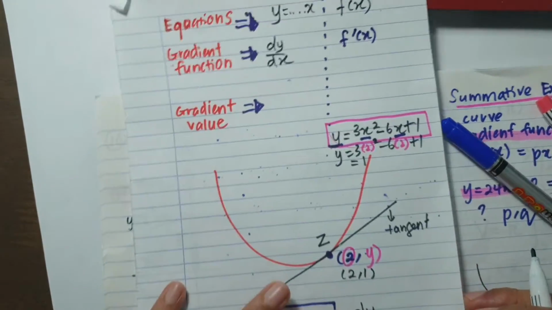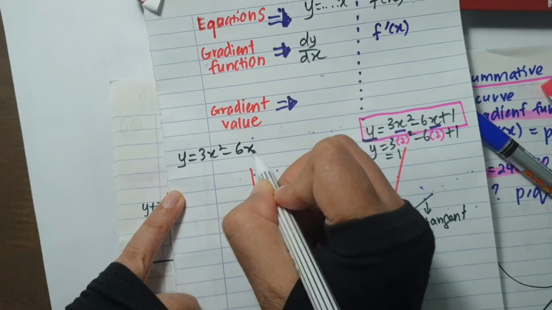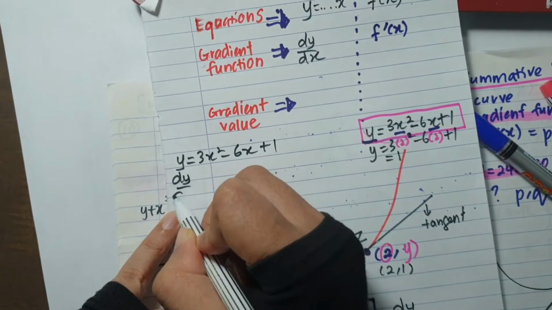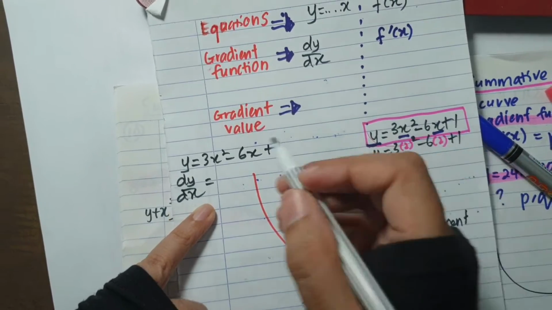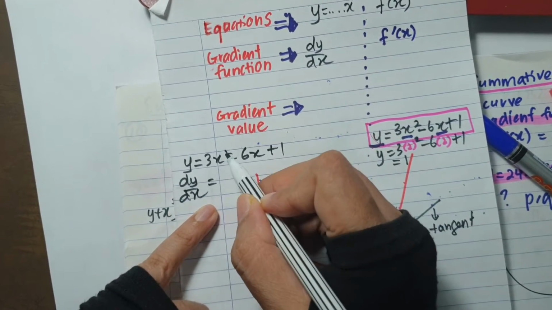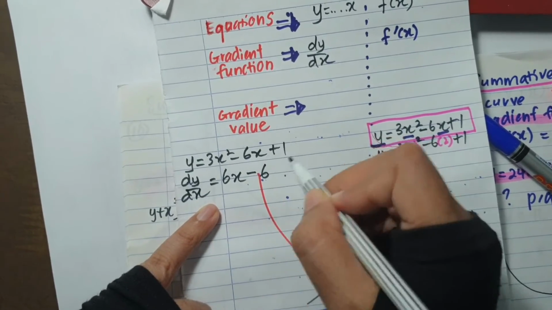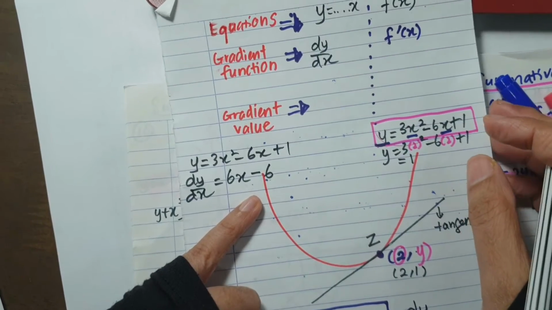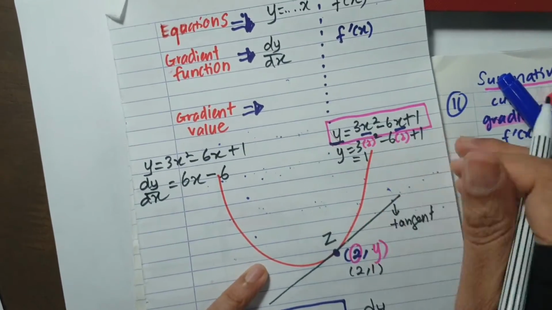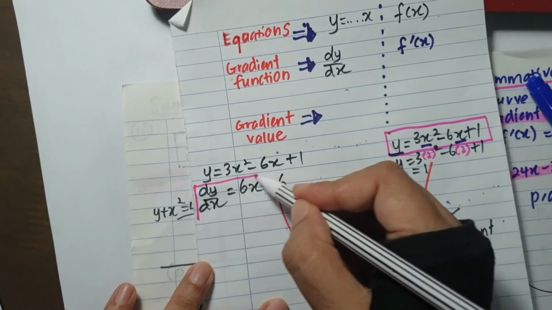So that's why, given the equation of the curve, you can find dy by dx, where dy by dx is actually the gradient function of the curve. Multiply the index to the front, 2 times 3 is 6, and copy the variable. This one becomes negative 6. Differentiation of any constant is 0. So you can see every curve has an equation and every curve has a gradient function.